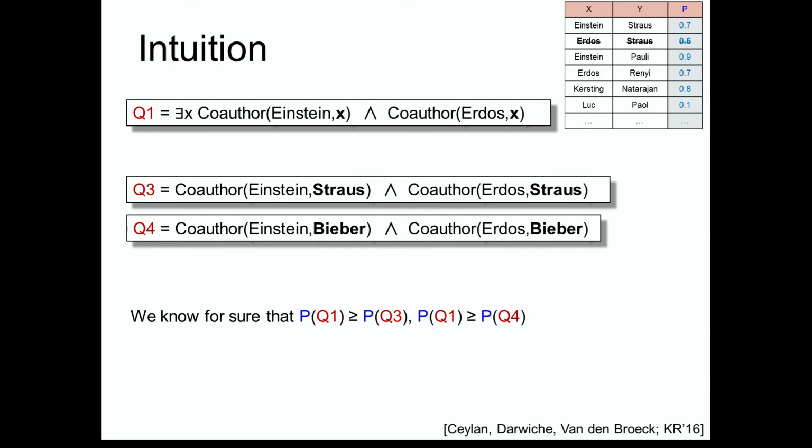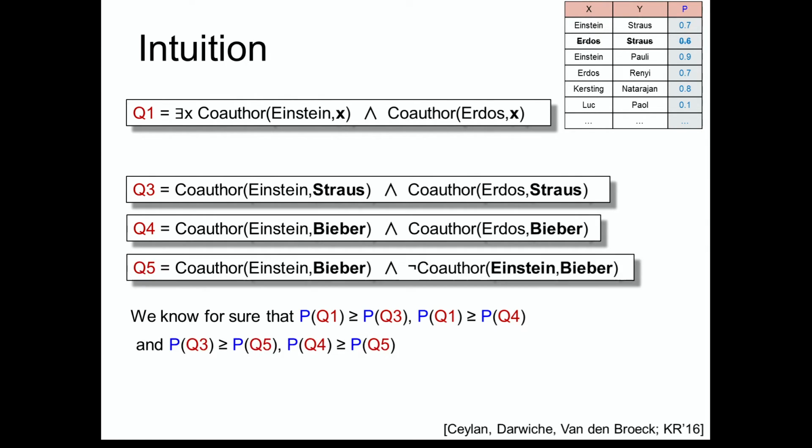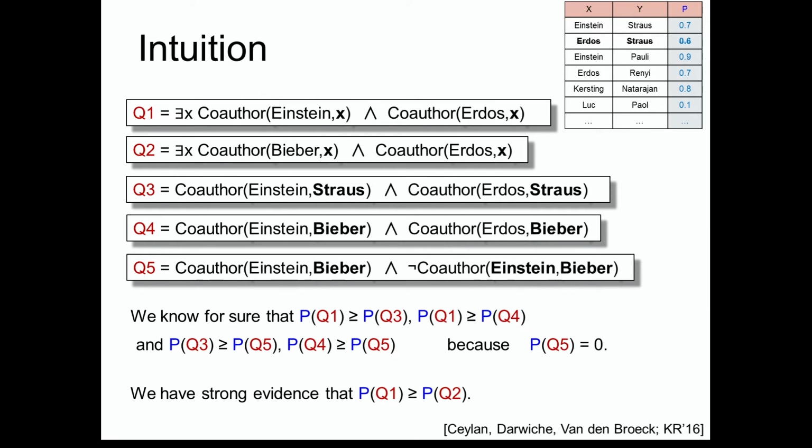Intuitively, we know, for instance, that this query should have a higher probability than these guys, because this is a more general question, right? These ones entail this one, right? We also know that they should have a higher probability than this query, because actually this should always have 0 probability, no matter what your probabilistic database is, because it's unsatisfiable. And then there's also some more vague sense of relative probability, which says that these two queries, logically speaking, are incomparable, but we have all of this evidence that Einstein wrote papers with all of these people, and we have no evidence that Bieber wrote any papers. So intuitively, this probability should also be higher than this one, even though both of them cannot be proved in any way with the tuples that we have available. All right?